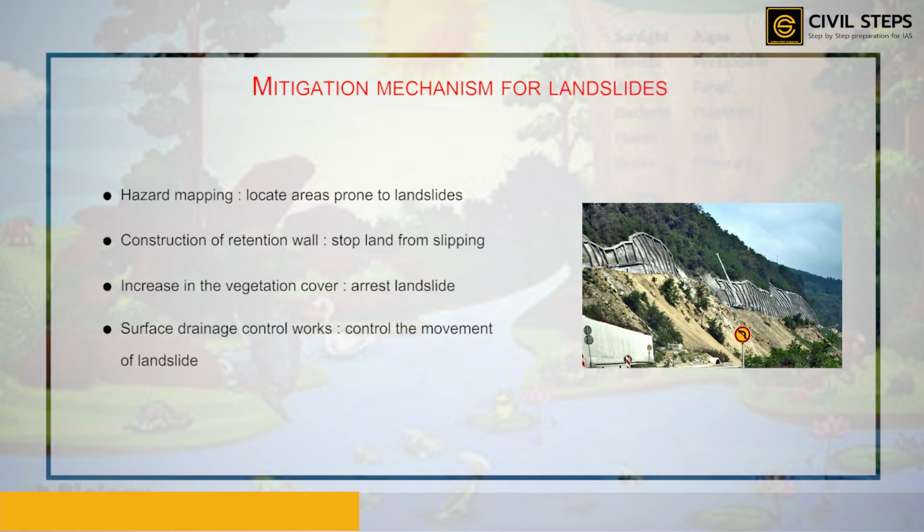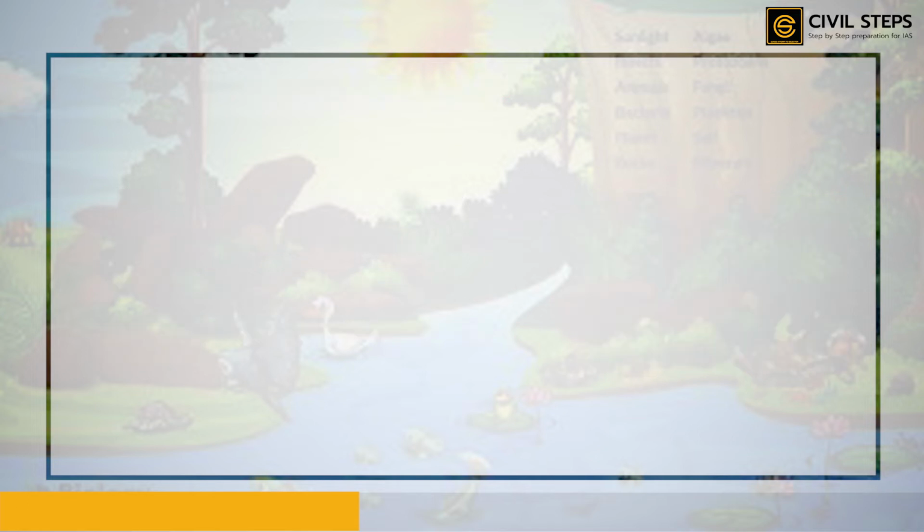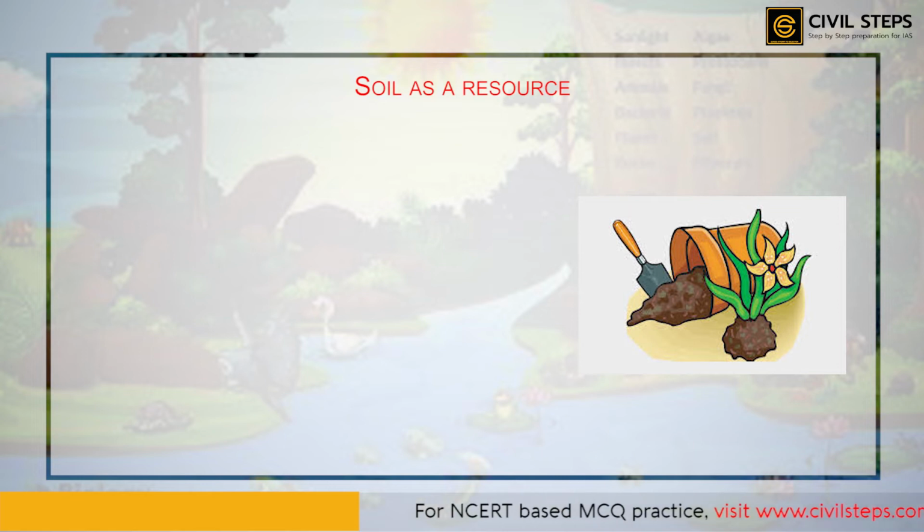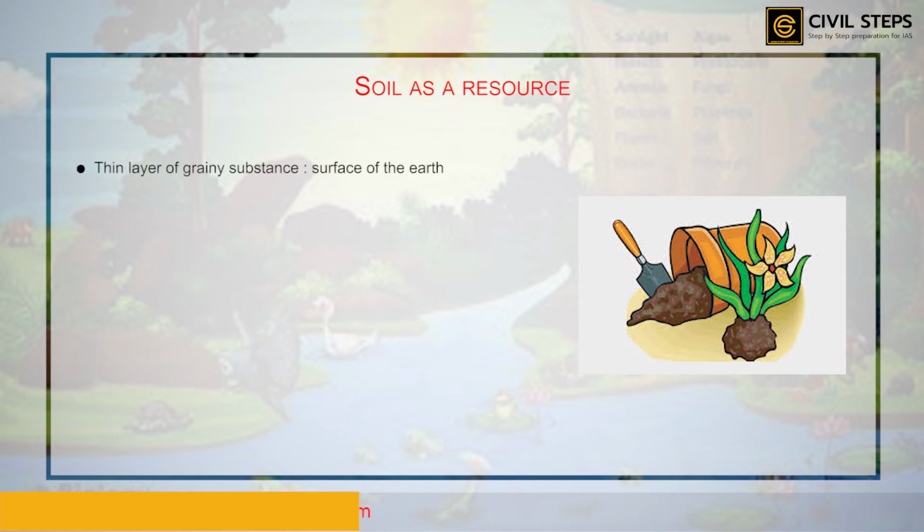Now, after talking about land as a resource, let us move on to discuss soil as a resource. So what is soil? How do we define soil? Soil is basically defined as the thin layer of grainy substance covering the surface of the earth. It is closely linked to land as landforms determine the type of soil.